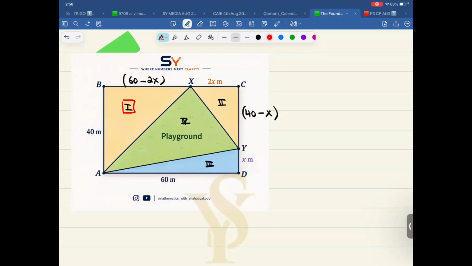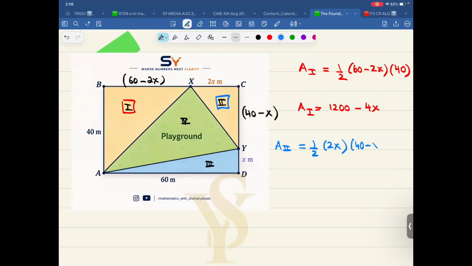If I focus on triangle 1, I'll write area of triangle 1, that is half into base, which is 60 minus 2x, into height, which is 40. Let me simplify it. 20 into 60, that is 1200, and 20 into 2x, that is 40x. That is area of the first triangle. Let me focus on the second triangle. That is area of triangle 2, half into 2x into 40 minus x. And that is simply 40x minus x squared. The second is also done.